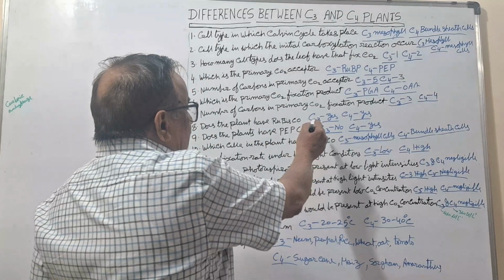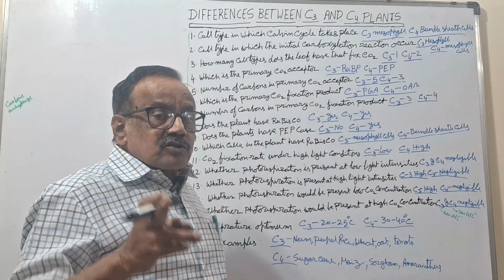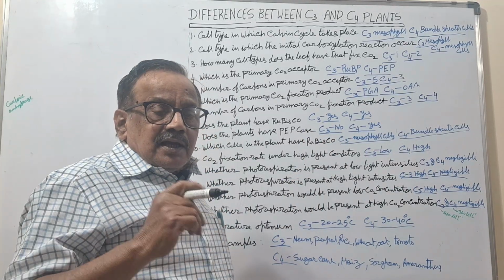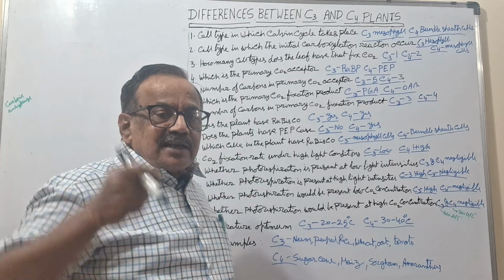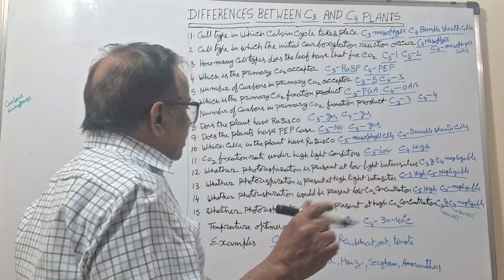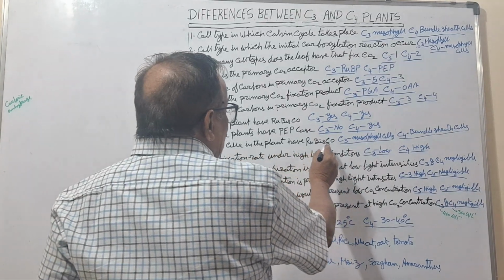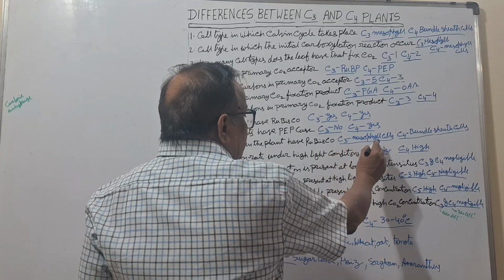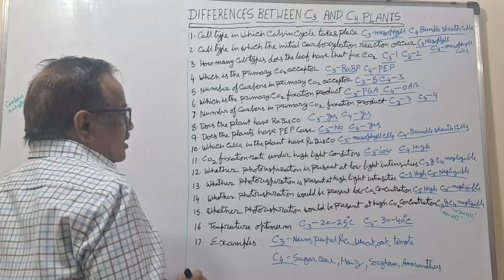Both will have the Rubisco, but Rubisco is present in the mesophyll cells of the C3 plants and the bundle sheath cells of the C4 plants. That he has not given. Remember it. Which cells have the Rubisco? C3 plants have it in the mesophyll cells and C4 plants have it in the bundle sheath cells.